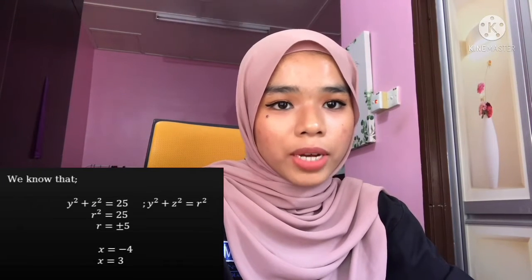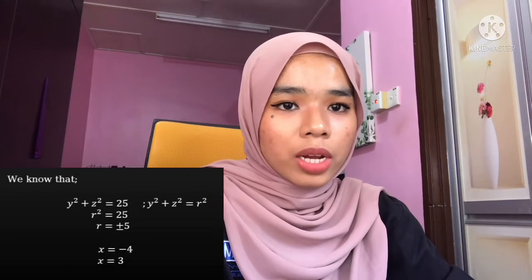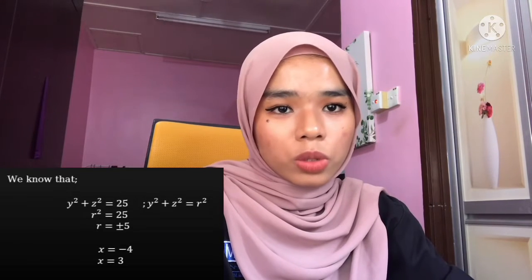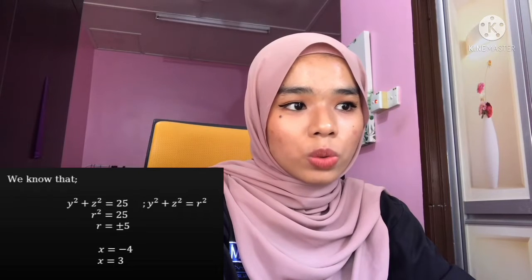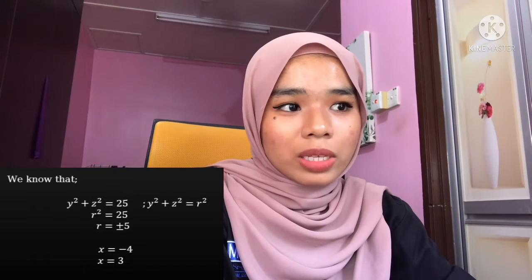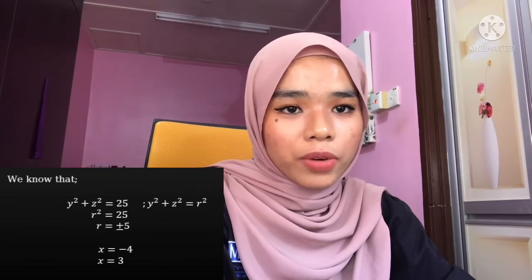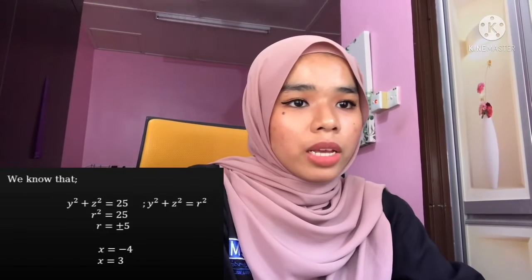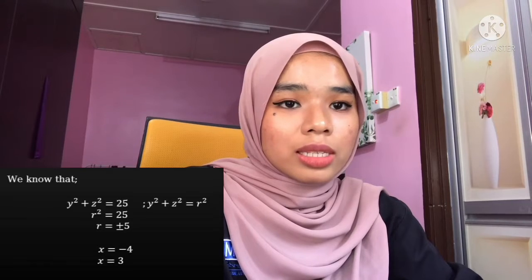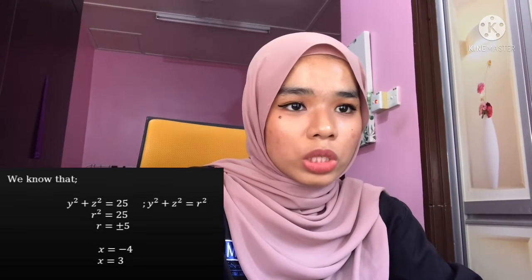So from the equations, we know that y squared plus z squared equal to 25, and note that y squared plus z squared also equals r squared. So we substitute y squared plus z squared with r squared, and the equation will be r squared equal to 25, and we will get r equal to plus or minus 5. And the equation states that x equal to -4 and x equal to 3.